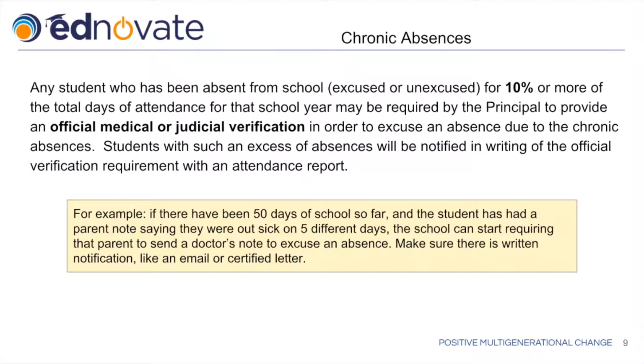The student is considered chronically absent if they've been absent from school for 10% or more of the school year, and that's excused or unexcused at any point in the school year. The letter that we have for chronic absenteeism requires families to provide official medical or judicial verification to excuse an absence for a student. So this means that the legal guardian, the parent, can no longer excuse absences. It has to be an official note from the doctor, religious leader, etc.